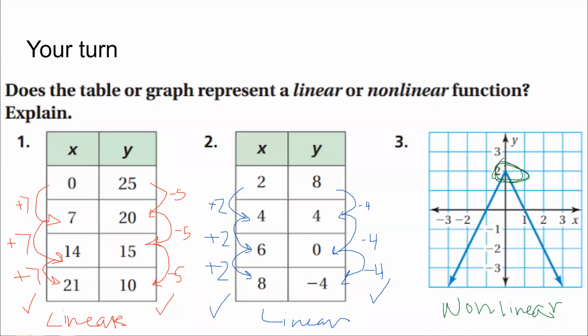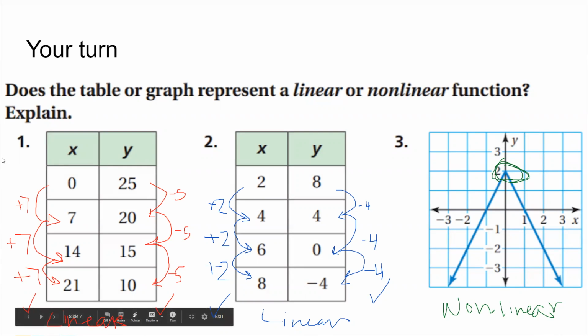And here are your answers. So for number 1, we should have gotten that it was linear because the x's are going up by 7 and the y's are going down by 5 every single time. So since it's the same number on both sides, that means that it's going to be linear.